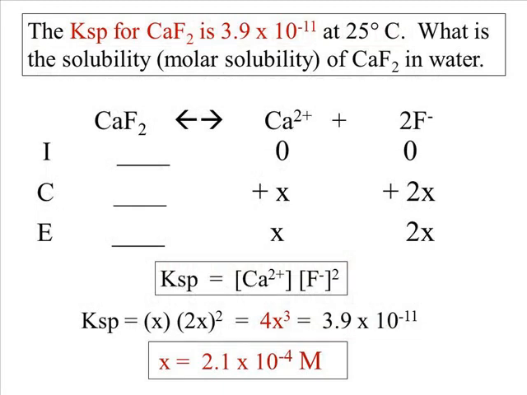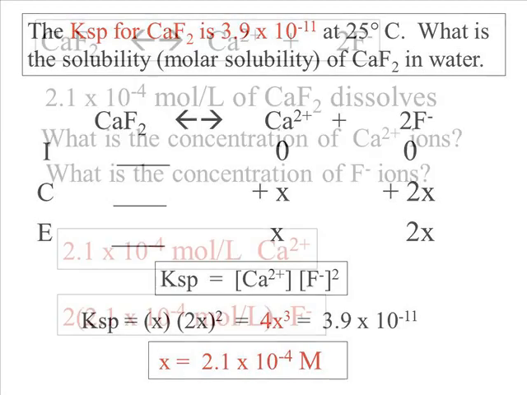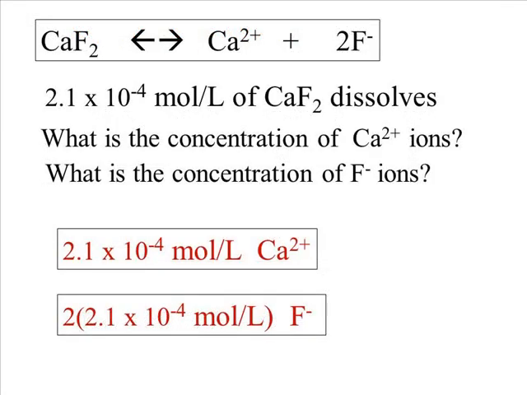So they give you the KSP for this reaction. You write your equation, put your KSP expression. You start off with 0 calcium and 0 fluoride ions. Notice 2X is the increase in the fluoride ion. When you put the x's into the equilibrium expression, you get 4x cubed. Solving for x gives you the molarity of the calcium ion. The fluoride ion would be double that concentration.